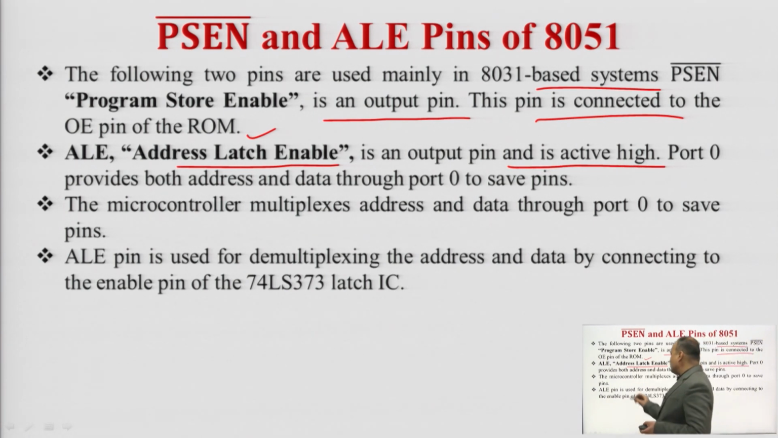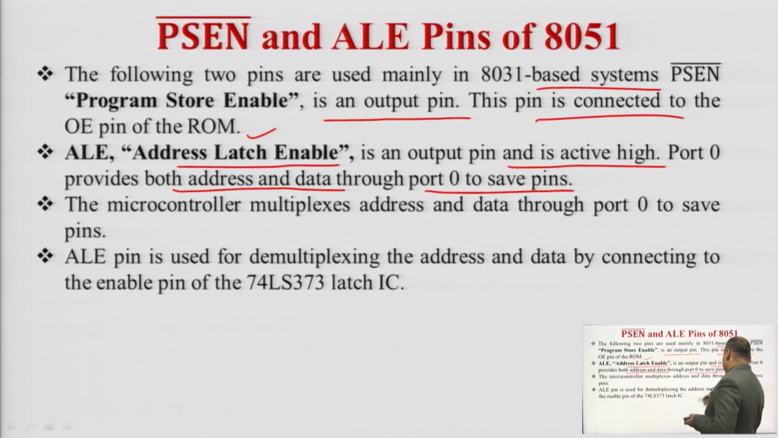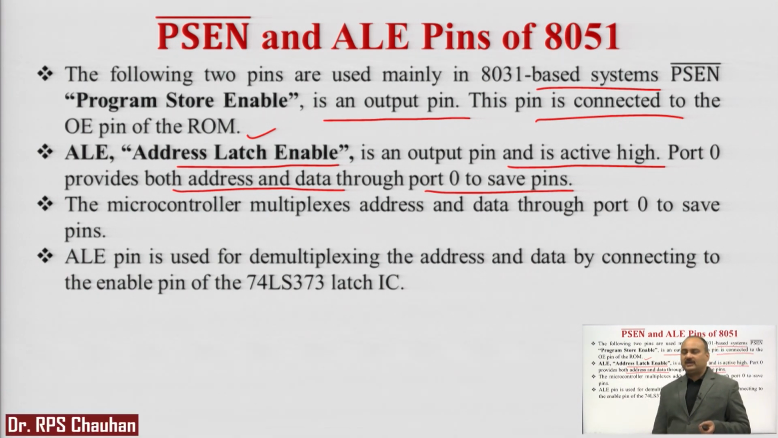Port 0 provides both address and data, to save pins. So, in order to demultiplex the address and data bus, we use this ALE signal, which is active high. Once the ALE signal is high, it will enable the latch, and the latch will hold the address on the low order address lines, that is A0 to A7. When the ALE signal goes low, then the same lines of port P0 will carry the data. So, this is the function of the ALE pin.